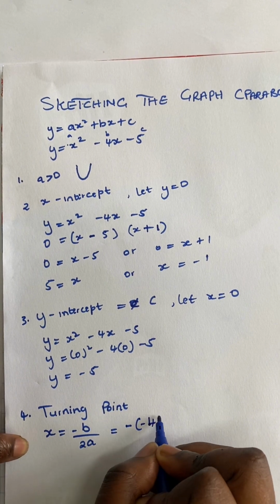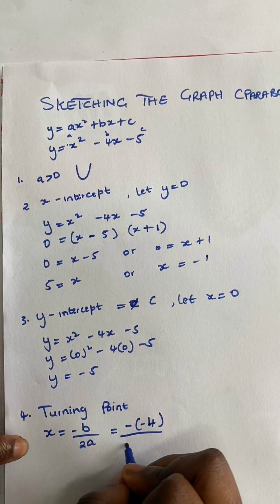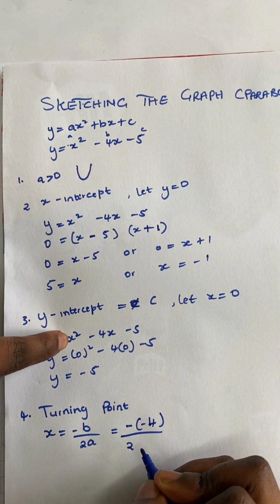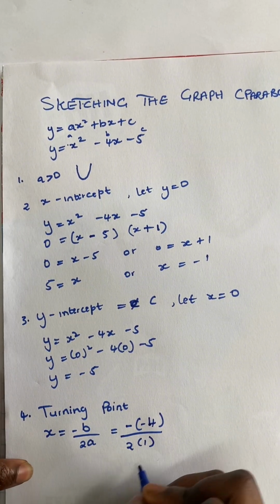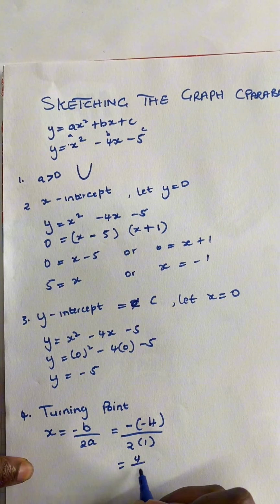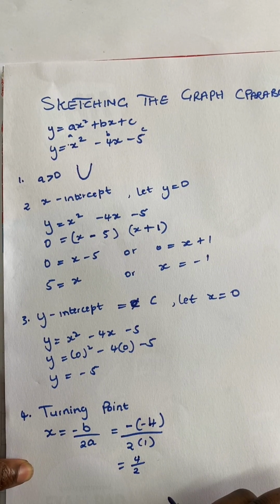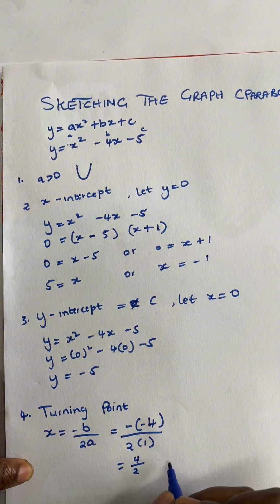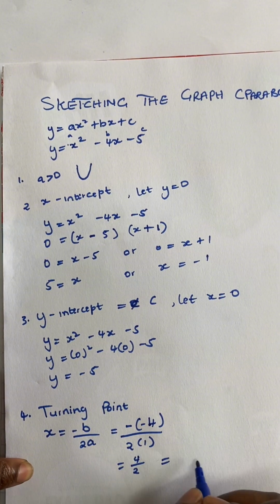Negative of negative 4 over 2. Which one is a? Here is a. A is equal to 1. All right, and then a negative times a negative is a positive, so it's positive 4 over 2, which will give you 2.